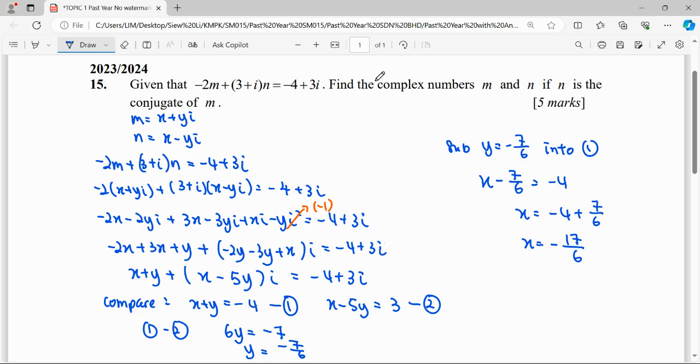Then we need to answer our question, where you want us to find what m is. So m will be x plus yi. So negative 17 over 6 plus y, so it becomes negative 7 over 6i. Meanwhile, complex number n will be the conjugate of complex number m. Therefore, it will become negative 17 over 6 plus 7 over 6i.